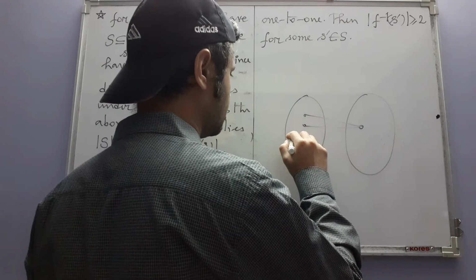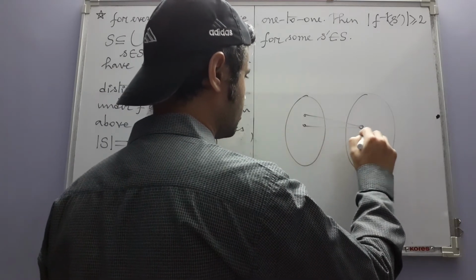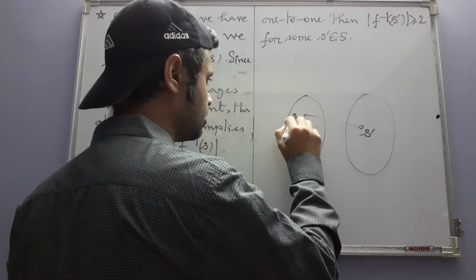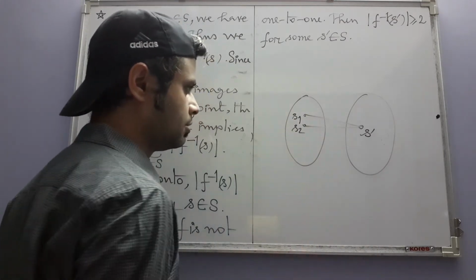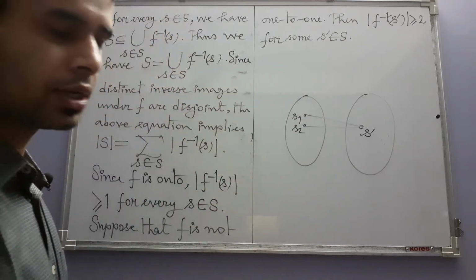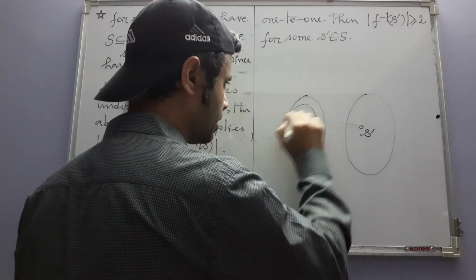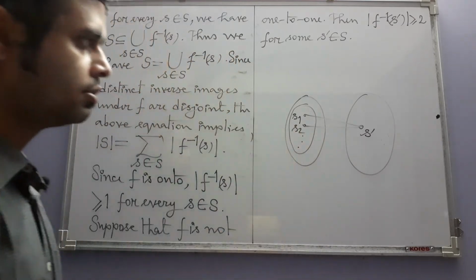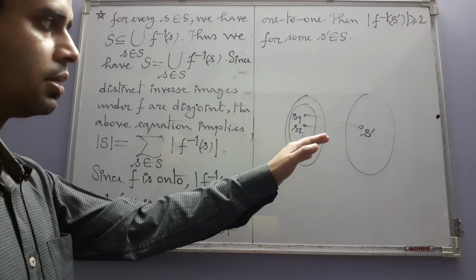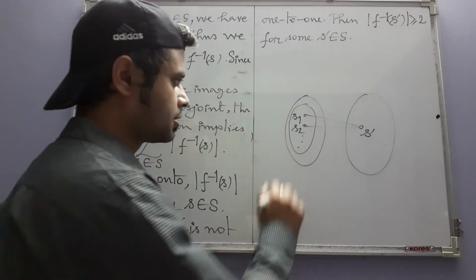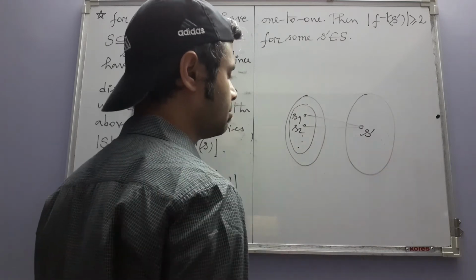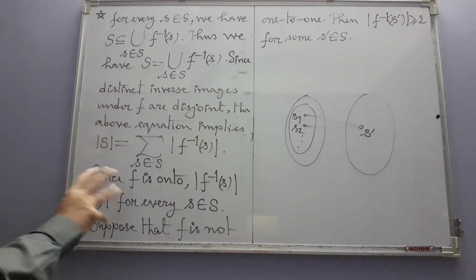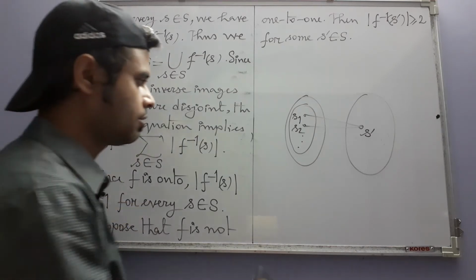Say the output is S prime, and here you have two distinct inputs, say S1 and S2. Then the inverse image of S prime may have more, but at least these two distinct elements belong to it, because their image under F is S prime. So we get this, but now combining all these things, you get a contradiction.